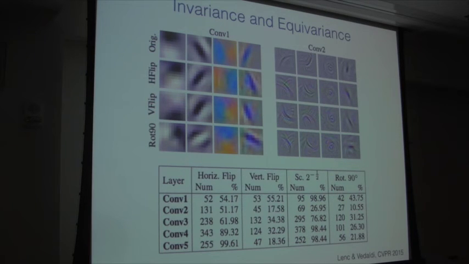Or at what point does rotating the input not rotate the representation? The numbers here indicate that on conv1, 54% of the neurons are invariant to horizontal flips. They don't change the response with respect to horizontal flip. But by the time you get to conv5, 99% don't change the response with respect to a horizontal flip. So again, the story is that as we move up in the network, we get more and more abstraction, and we build up invariance, but actually fairly slowly, surprisingly slowly.